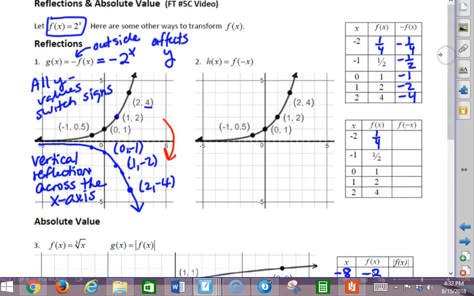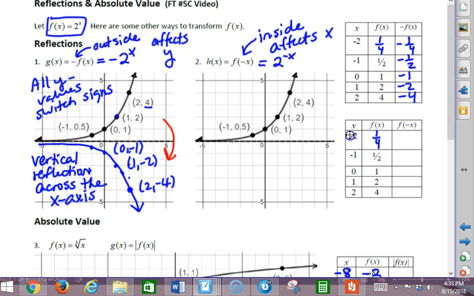Now, the next one is f of negative x. This is inside the function. So this is going to affect the graph in the x direction. What this graph looks like is 2 to the negative x. So we take our input value, which is x, and make it negative.